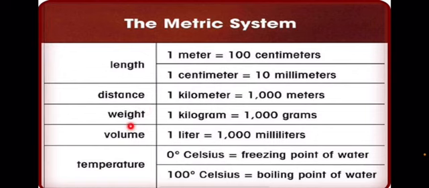For weight, we use kilograms, like if we need to weigh fruits, vegetables, pulses, grains, and a human. For all these we use kilograms. 1 kilogram is equal to 1000 grams. Volume is in liters. Any liquid that we measure will be measured in liters. 1 liter is equal to 1000 milliliters.